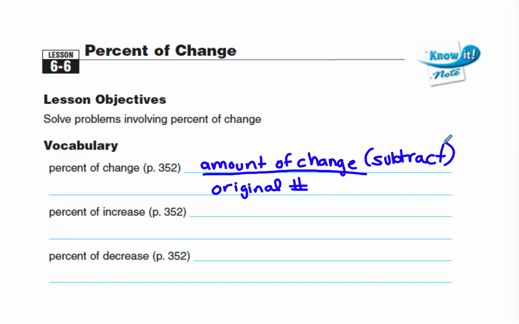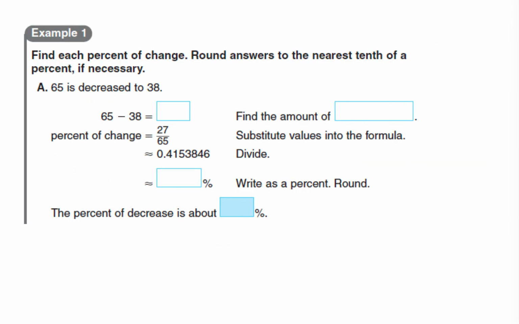That will tell us our decimal form, and then we need to change it into a percent either by multiplying by 100 or moving the decimal 2 places over. Percent of increase means our number is getting bigger. Percent of decrease means our number is getting smaller. So let's go ahead and take a look at our first problem.